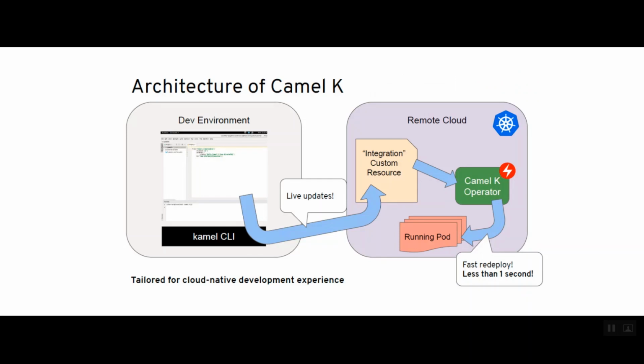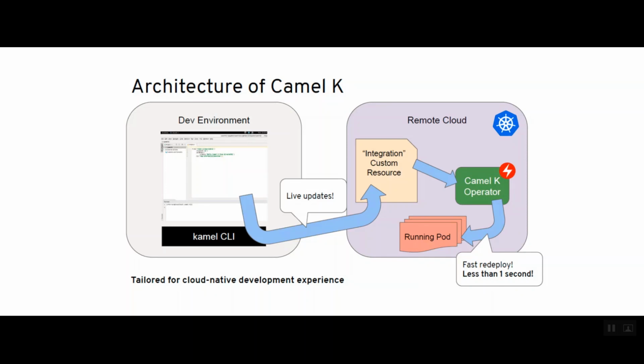So what's the high-level architecture of Camel K? On one side we have the developer environment, and on the other side the remote cloud, the cluster. Kubernetes allows you to extend itself using something called custom resource definitions. So what we've done with Camel K is to create a number of custom resources for integration, Camel. Inside the cluster is an operator, a Camel K operator, that monitors these custom resource definitions and reacts upon them.